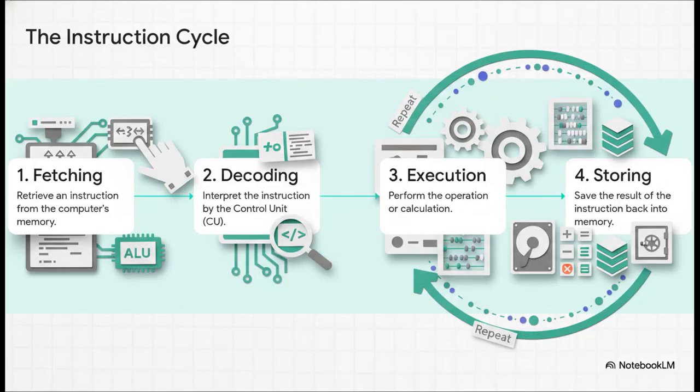Let's walk through it. First, the CPU fetches an instruction from memory. Think of it like grabbing the next item on a to-do list. Then, it decodes it to figure out what it's being asked to do. Next, it executes the command. Adding 2 numbers, moving data, whatever it is. And finally, it stores the result back in memory. And then, the whole cycle starts again. Fetch, decode, execute, store. Over and over.